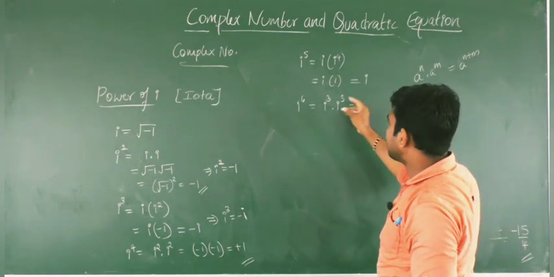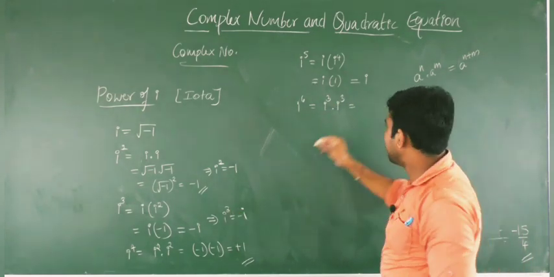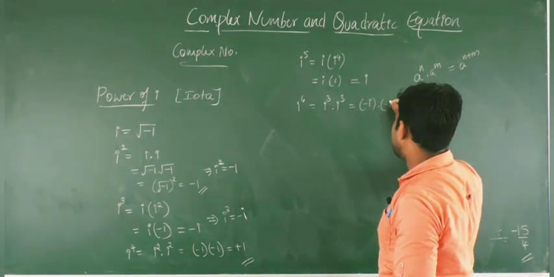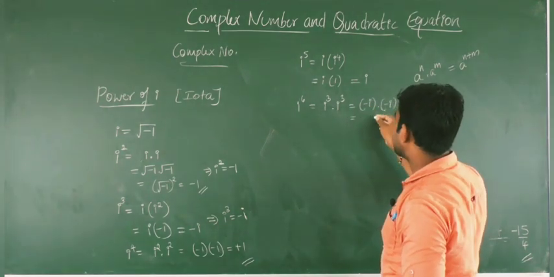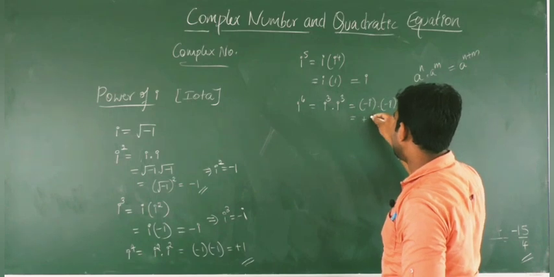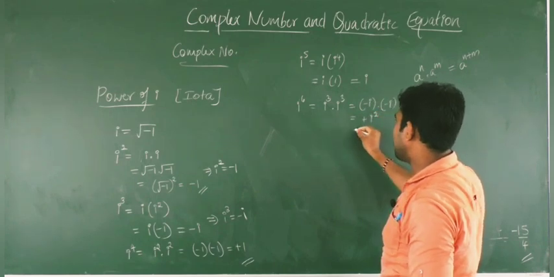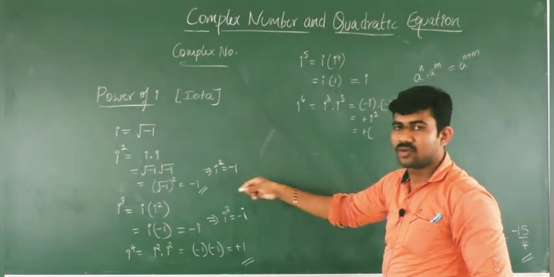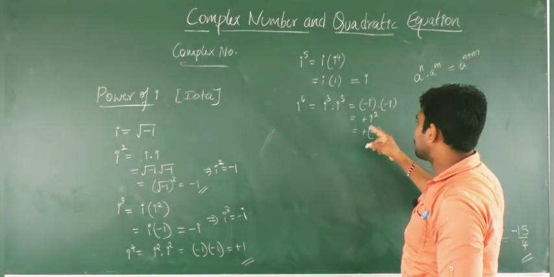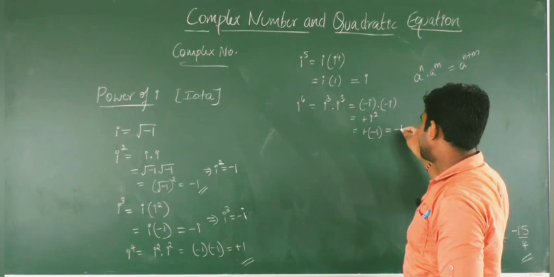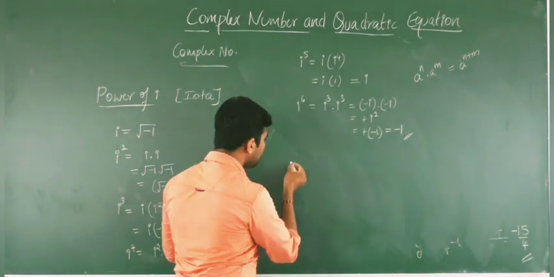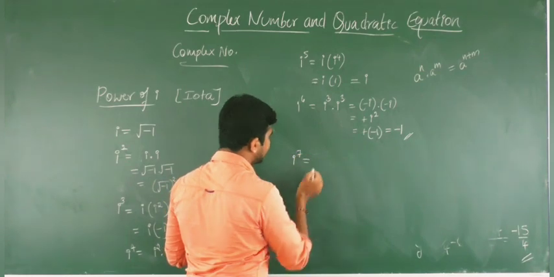But we know i to the power 3 value is what? Minus i. Again, i to the power 3 value is minus i. So now minus into minus is plus, i into i square. Plus i square, and we already know i square is equal to minus 1. So plus into minus 1 is equal to minus 1. i to the power 6 is what? Minus 1.